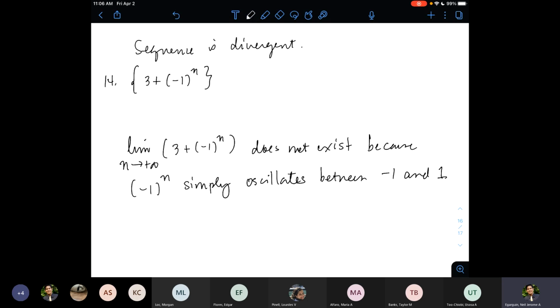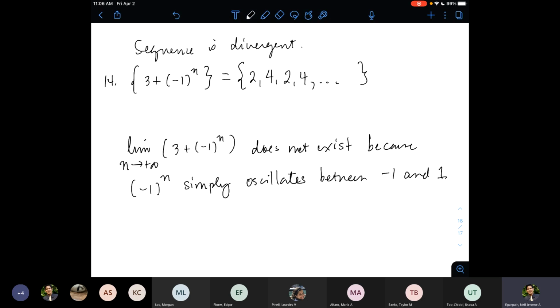Or another way of looking at it, rather than looking at the limit and doing this analysis, is just to list down the first few elements of your sequence. So when n is equal to 1, we'll have 2, right? And then when n is equal to 2, we get 4. When n is equal to 3, we get 2. When n is equal to 4, we get 4, and so on. And you see the pattern here. The terms of the sequence will just alternate between 2 and 4. And in the long run, we don't know what will happen to this. Will it go to 2? Will it go to 4? Actually, it will not go to either of them because they will keep on alternating.